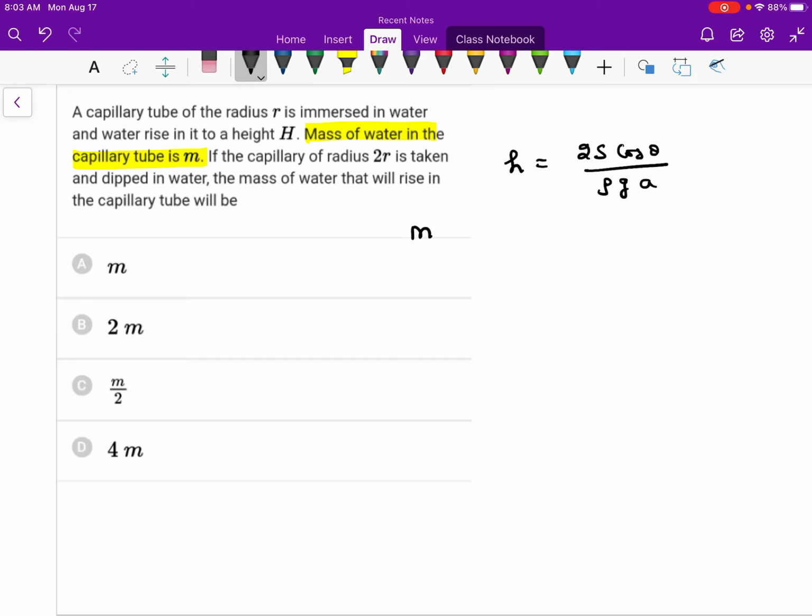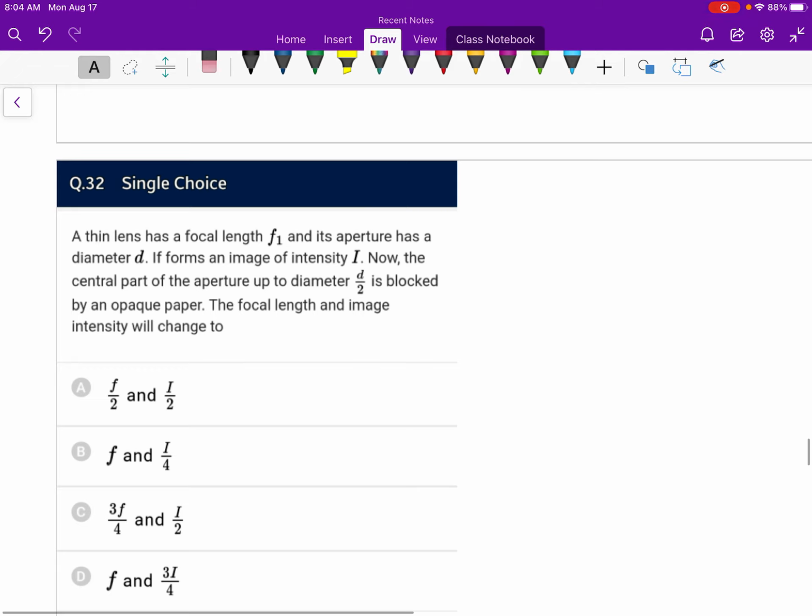Okay, so height raised is proportional to 1 upon A. Now mass is proportional to volume, which is pi A square into height raised h, and h is proportional to 1 upon A, so this is proportional to A. Okay, so m2 upon m1 is 2:1, so twice of m.